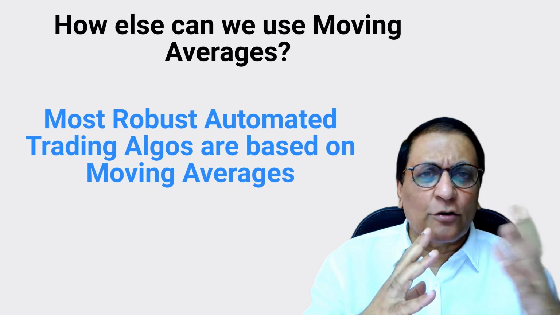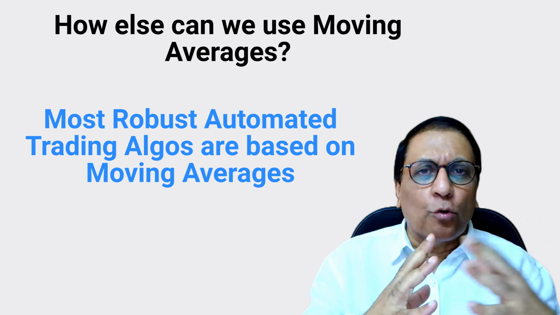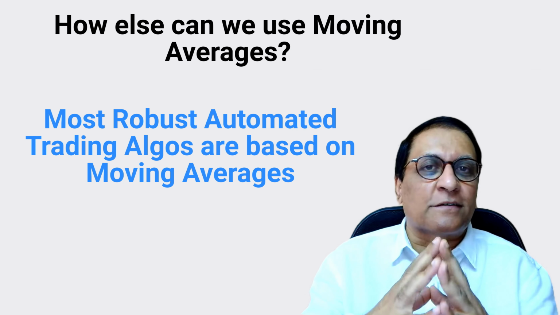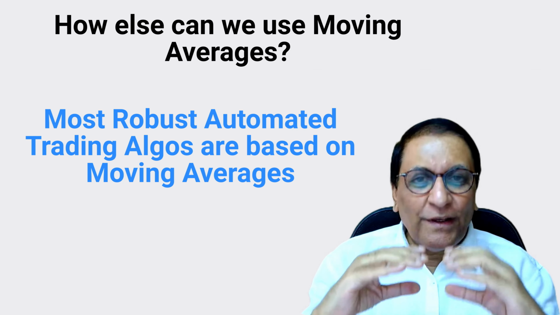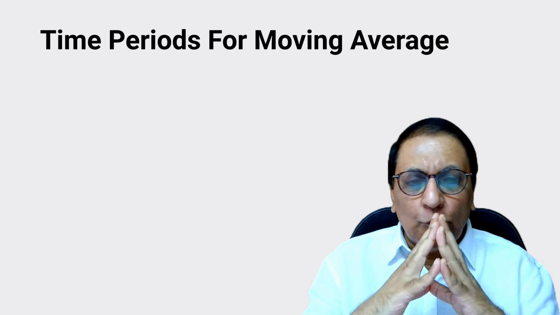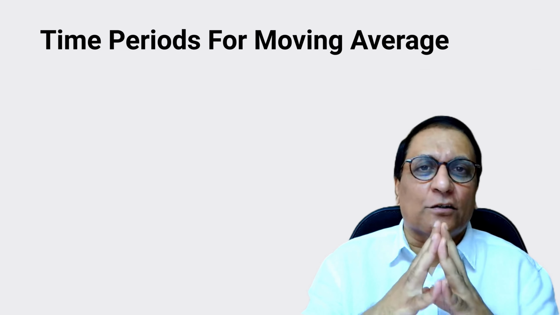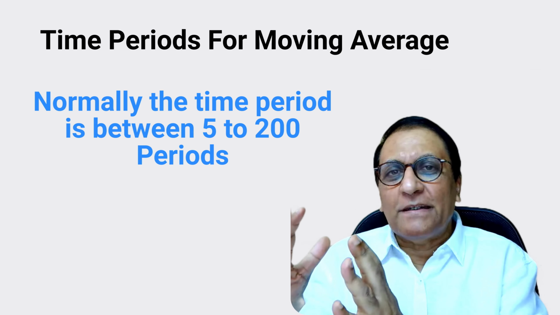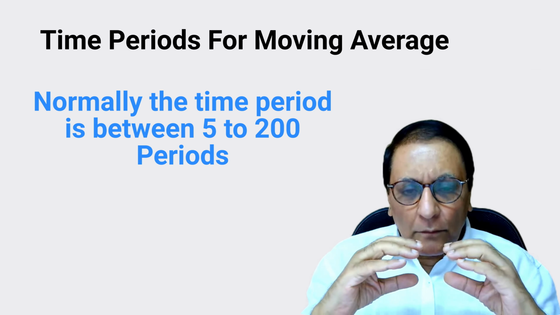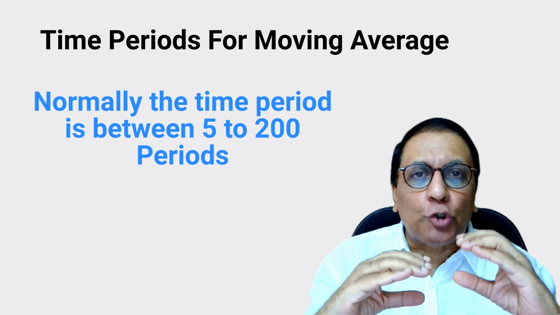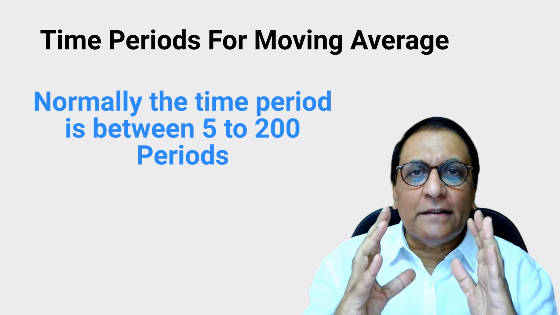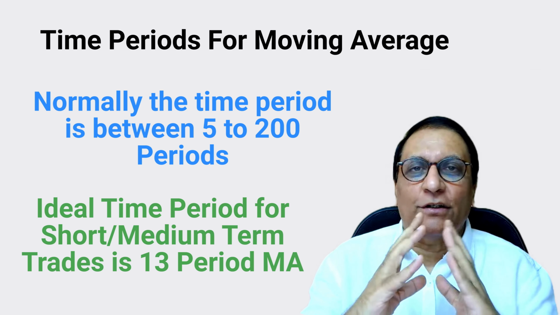You have other kinds of algorithmic systems, like order flow and statistical, and so on, but technical analysis based algorithmic systems use the moving average as the most robust base. The moving average has to have a time period associated with it. Normally the time period ranges from 5 periods to 200 periods. However, the moving average for short to medium term swing trading is ideally the 13 period moving average.